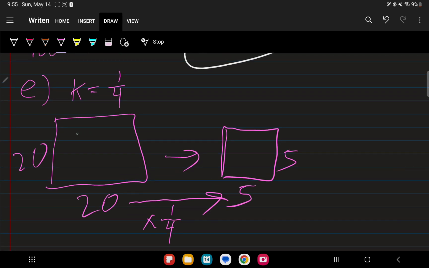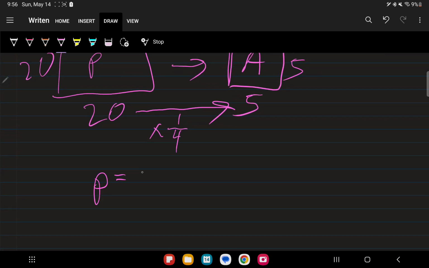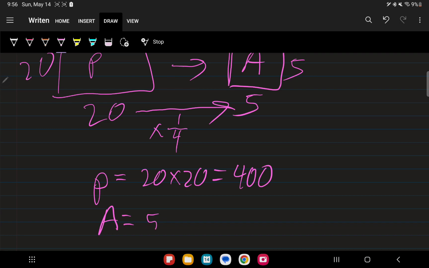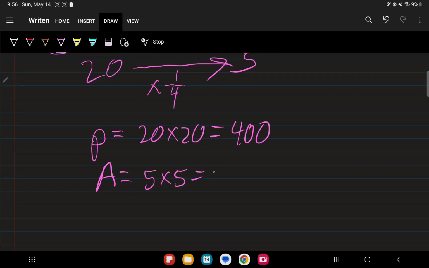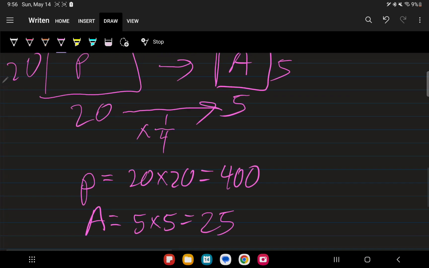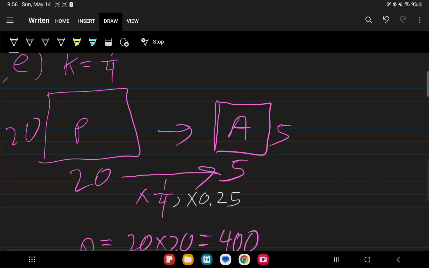So I want to find the area. We'll call this area P, and this one A. Well, P is equal to 20 times 20, or 400. A is equal to 5 times 5, or 25. And don't forget, this is also the same thing as 0.25, right? We want to figure out what this guy is. So this guy is going to be x.